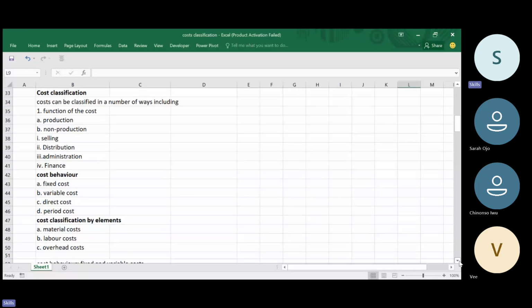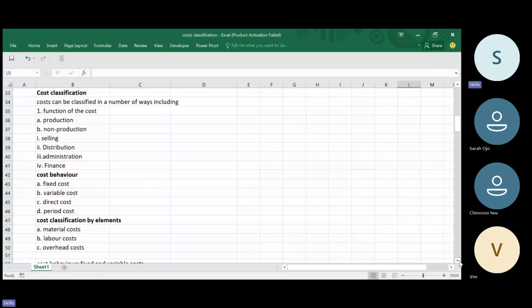Then we have direct costs. These are costs that can be directly traceable to a product. The cost that can directly be traceable to a product is referred to as direct cost. Then we also have period cost. It behaves periodically. We refer to it as period cost.